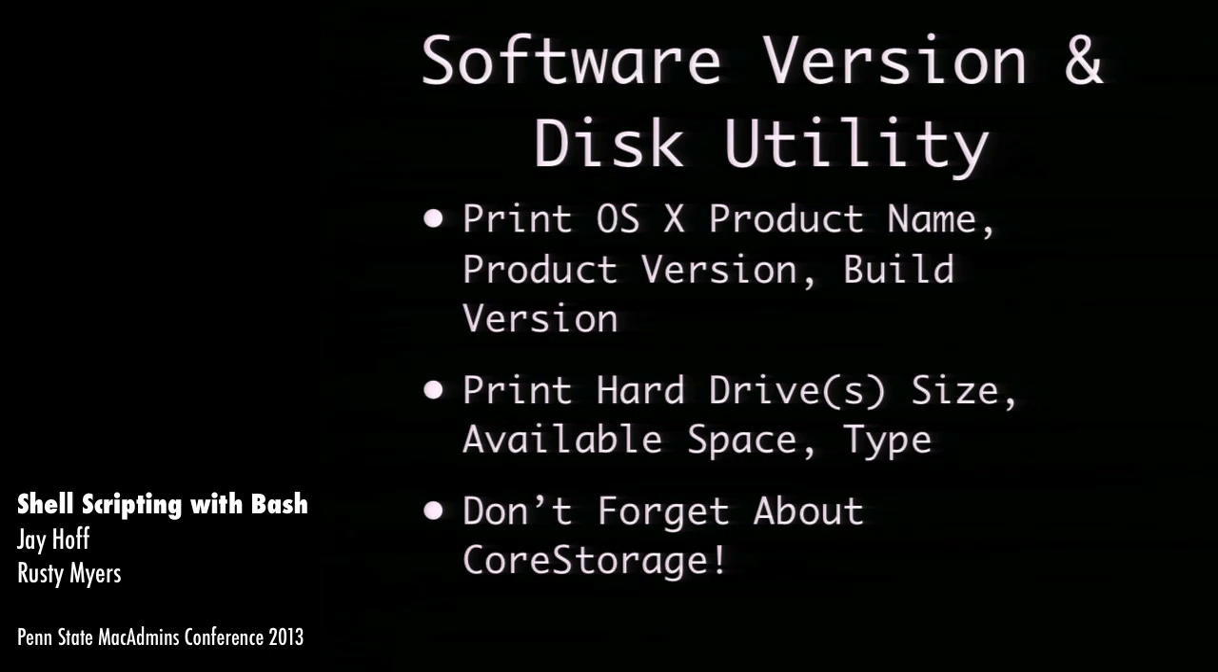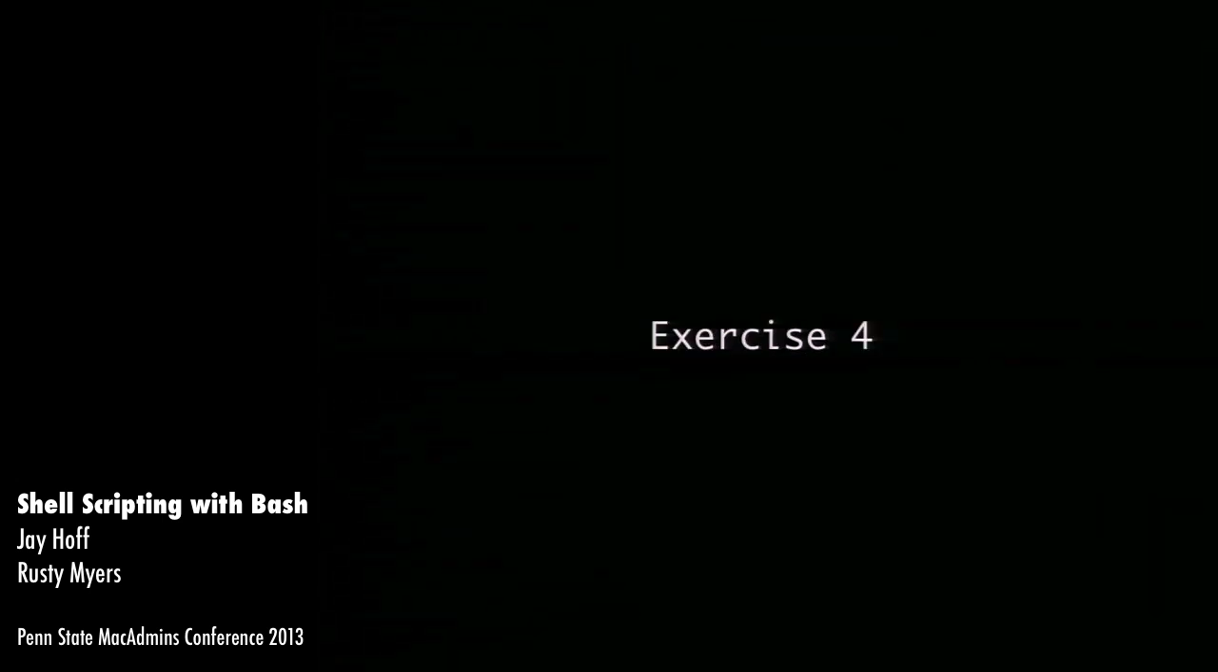Also, File Vault has a limitation on partitions? Oh, File Vault uses core storage. Yes, thank you. I forgot about that. And you have to specify in the command that it is core storage that you are looking to get information about. Correct. Yeah, 10.8. If you mount a Fusion drive on 10.7 and before, it shows as 2 separate volumes, hard disks. So, exercise 4.